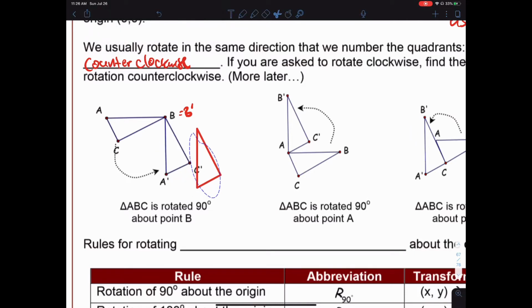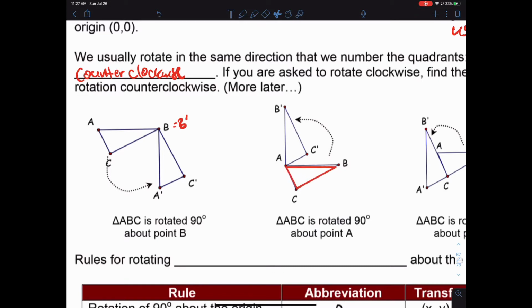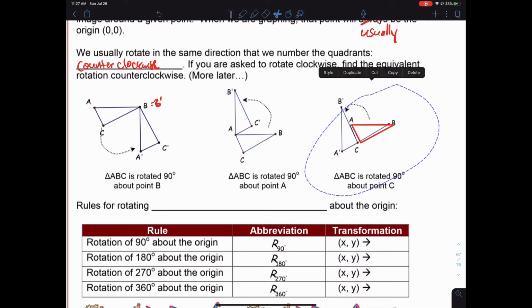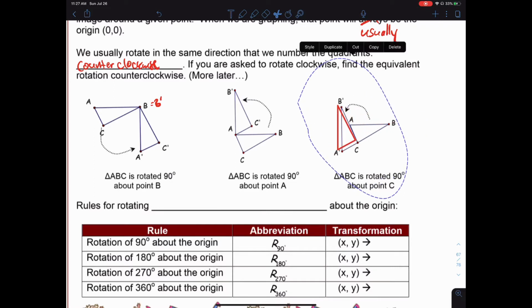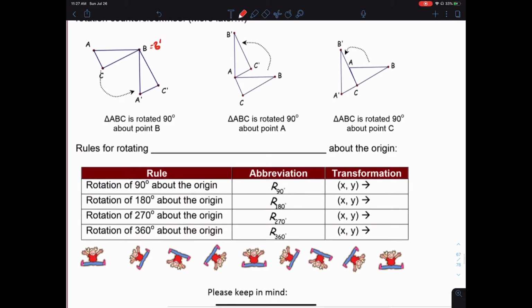if I were to take this pre-image here and rotate it about point A 90 degrees, that would give me this image. If I were to take this image and rotate it about point C 90 degrees, it would give me this image. So the point that you choose, the point that's chosen for you, is going to change how this picture is going to look.